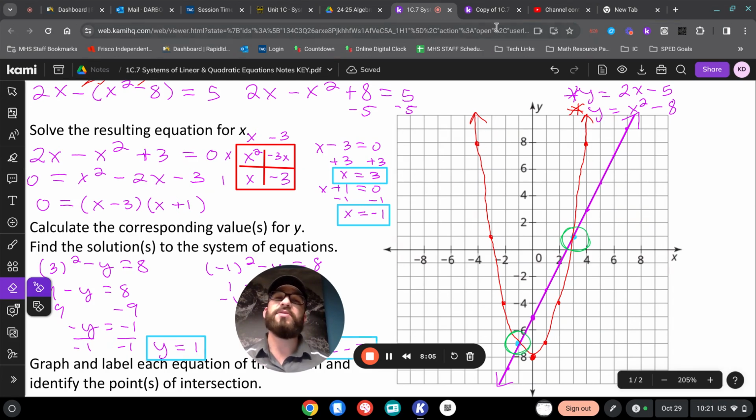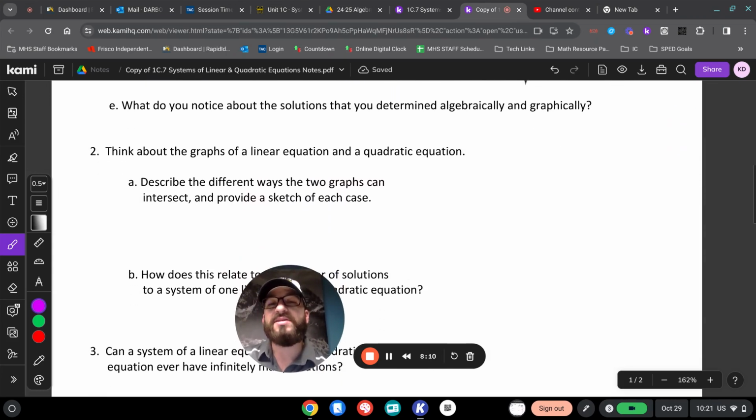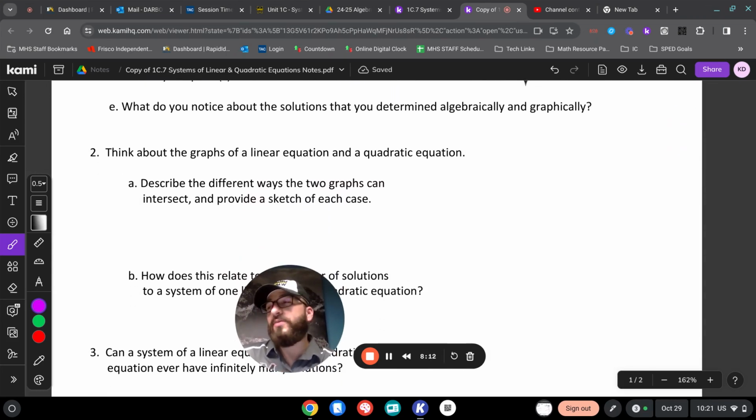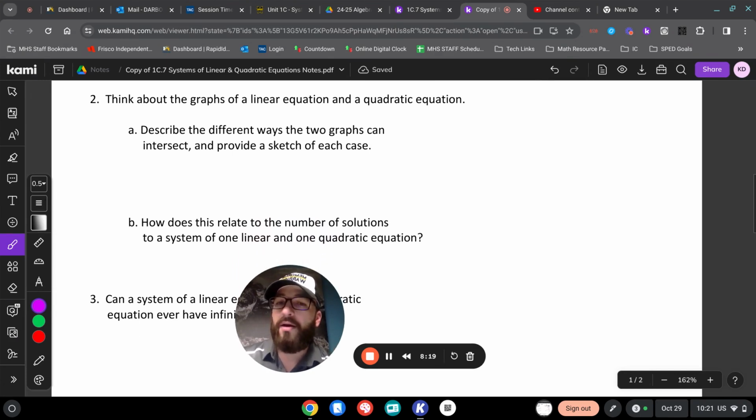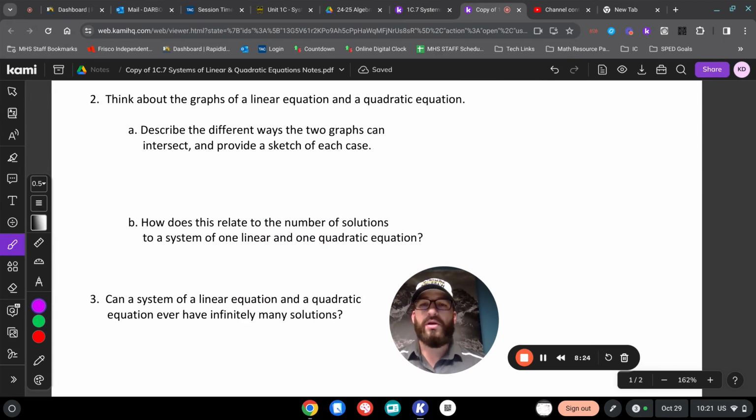Okay, so let's look at some of those explore and explain questions down at the bottom. So like we said, we determined that algebraically and graphically, we get the same answers. And we can find the answer either way. Okay, but let's think about those graphs of linear and quadratic equations just kind of in general. What are some different ways that these two types of graphs could intersect, a quadratic and a linear? So if you want to, you can pause and kind of think on this on your own first and then see what I came up with, see if it matches. If not, you can go ahead and follow along.